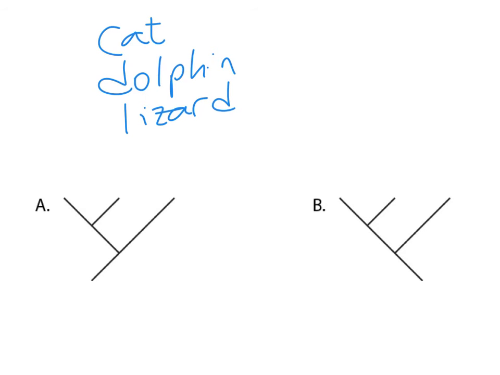Which 2 are most closely related? Here are 2 different phylogenetic trees. We're going to fill out the one on the left first. Cat and lizard. Cat and dolphin. Ooh, we're about to have an evolutionary rumble. Cats and dolphins are both mammals. Well, they're closely related, but dolphins have. So cat and dolphin, with lizard as the outgroup. Okay.